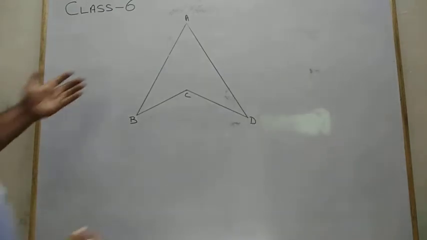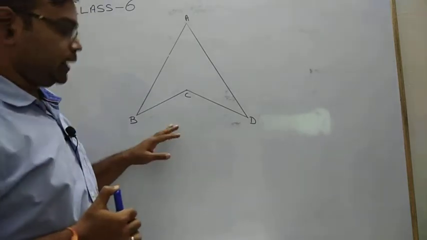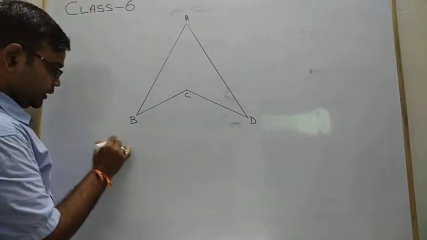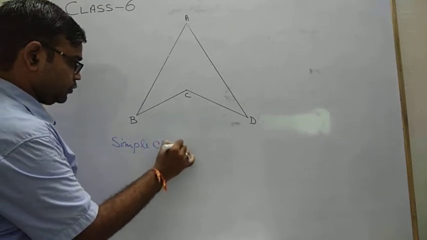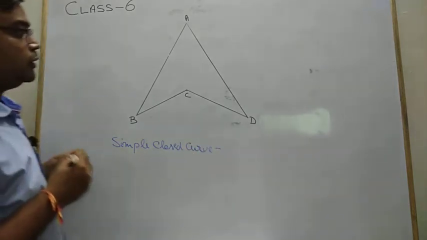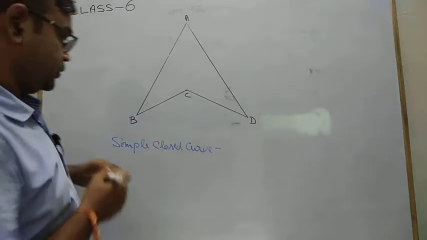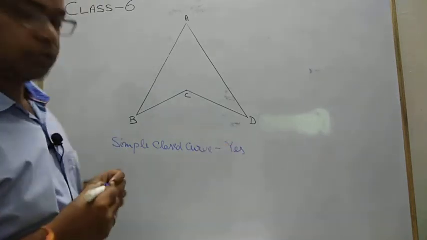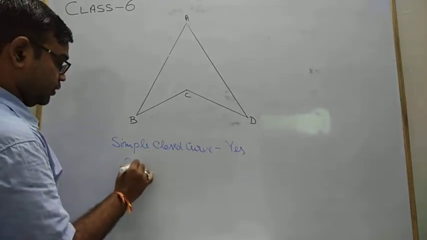This figure is given in one book, and there are some questions. First question says, is it a simple closed curve? So let's start. Is it a simple closed curve? As we know that in case of simple closed curve, they do not meet at any part or at any point. So yes, it is a simple closed curve. Then again the question asked to you, is it a quadrilateral? Yes, it is a quadrilateral.